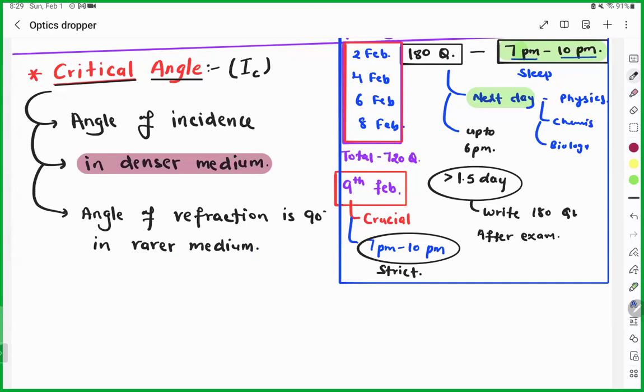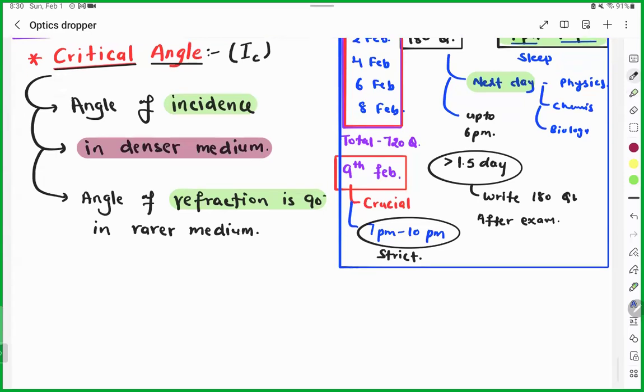Okay, so this is also important. Your angle of refraction is 90 degree. So angle of incidence is the critical angle, and in this situation the angle of refraction is 90 degree. Got it?